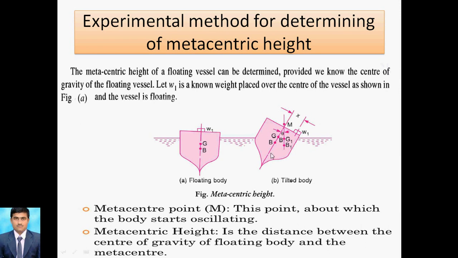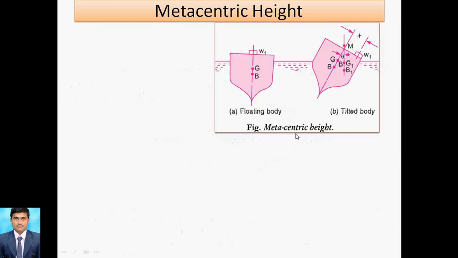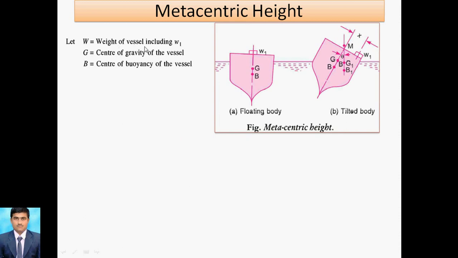Here the tilted body is there and it can start oscillating, because of this W1 we can shift it to that side, at distance x. Now we go for the derivation. We know that W is the weight of the vessel including W1. So this capital W we consider as the vessel including W1, and W1 is for experimental purpose. Then G is the center of gravity for the vessel, and B is the center of buoyancy for the vessel.